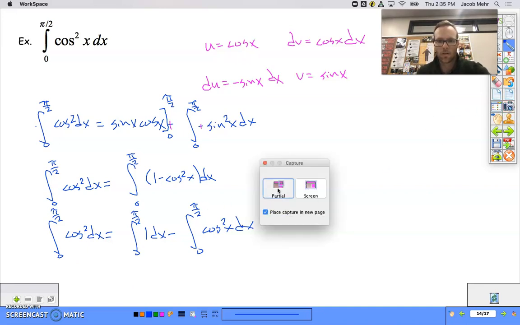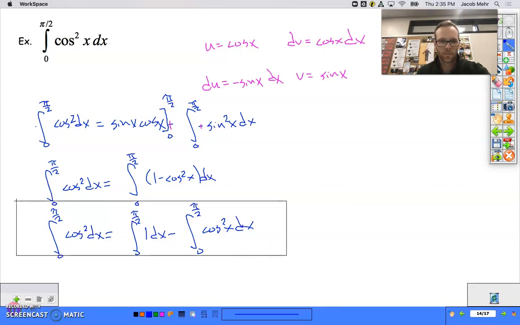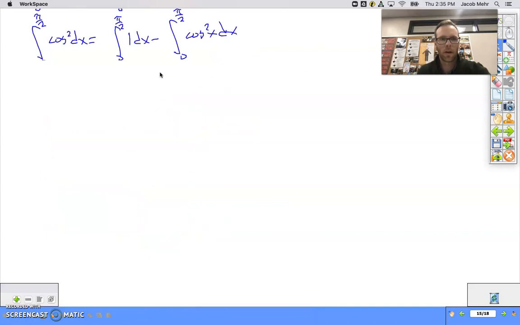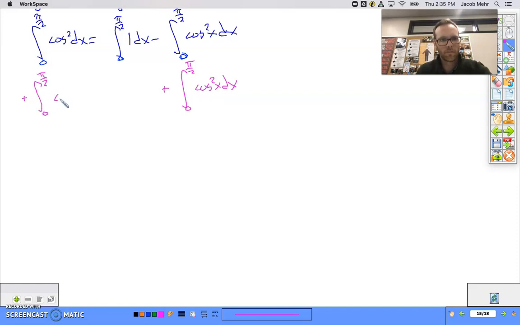Okay? Let's see here. Let's add this onto a new page. Some of my zeros are going to get cut off there, but we'll be okay. Alright, so let's add the integral from 0 to pi over 2 of cosine squared to both sides. That gives me 2 integrals from 0 to pi over 2 of cosine squared of x dx equals, now I just have this over here. What's the antiderivative of 1 with respect to x? It's just x.